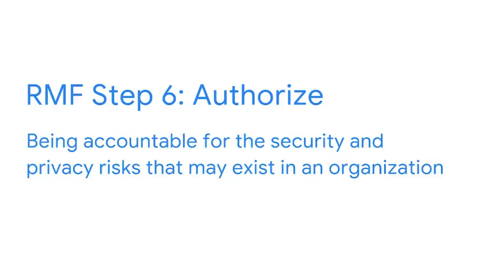Step six is authorize. Authorize means being accountable for the security and privacy risks that may exist in an organization. As an analyst, the authorization step could involve generating reports, developing plans of action, and establishing project milestones that are aligned to your organization's security goals.